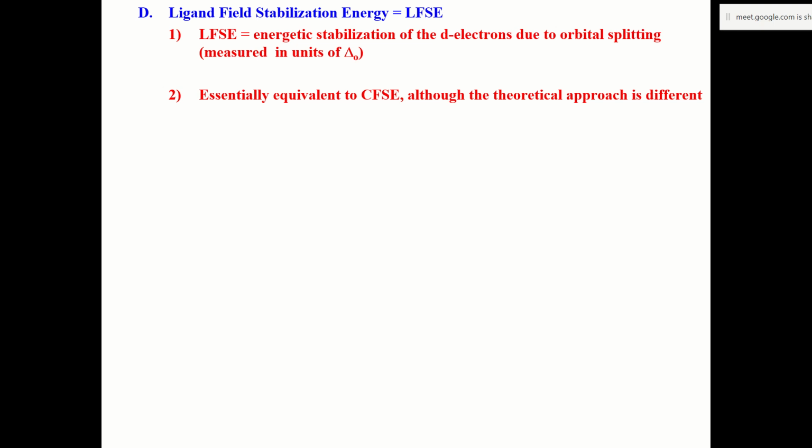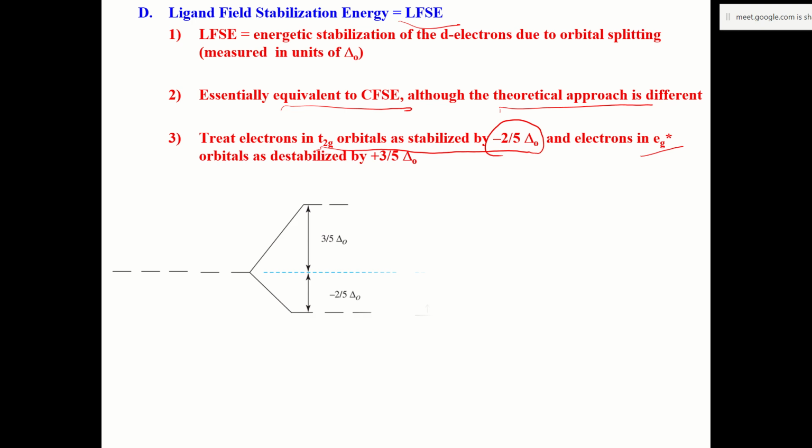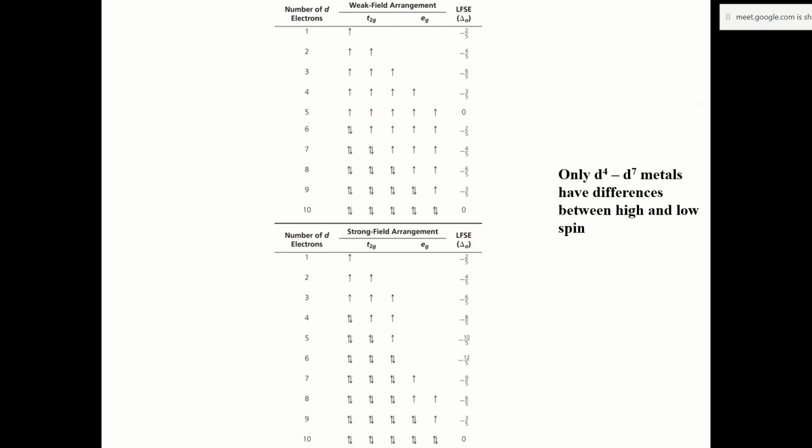Okay, so this overall stabilization that we get is called ligand field stabilization energy, essentially the same as CFSE. Although the theoretical approach is different, now we are looking at t2g and eg star, the anti-bonding orbital, the difference between them and how many electrons are being put in each. The t2g orbitals are stabilized by this, and the eg star orbital is the one that we have shown. That way we are able to arrive at the ligand field stabilization energy for different ions.